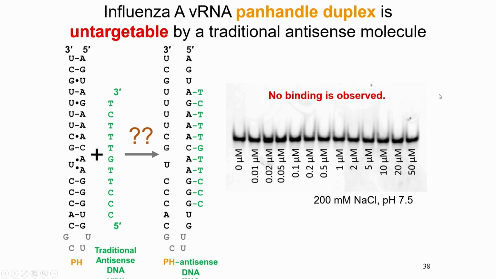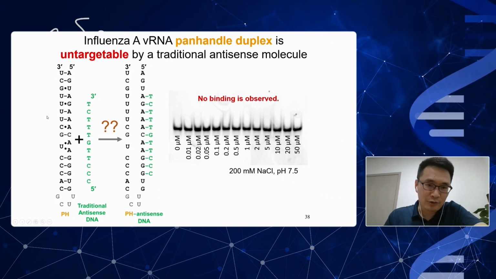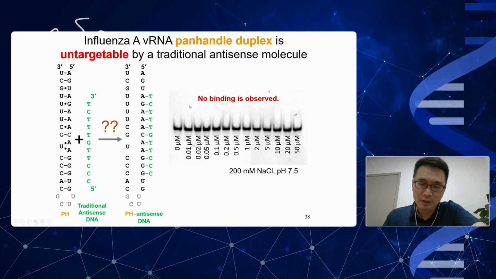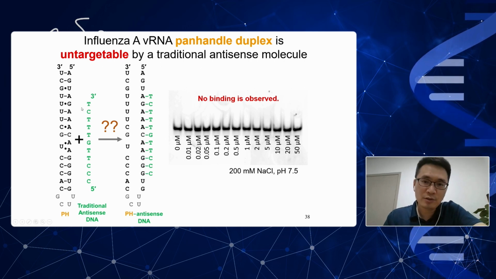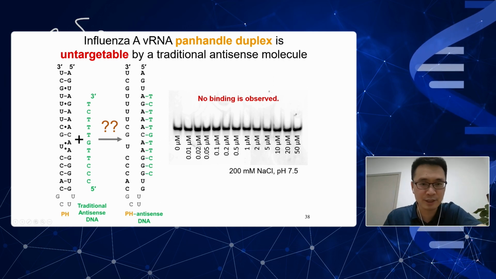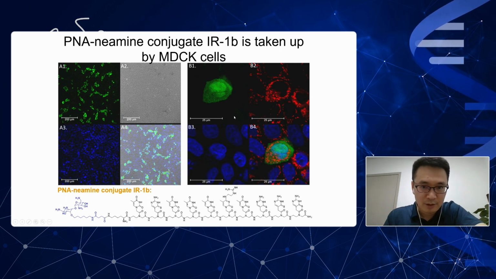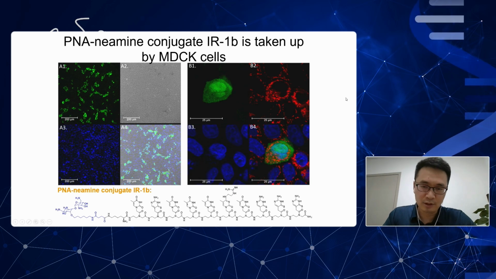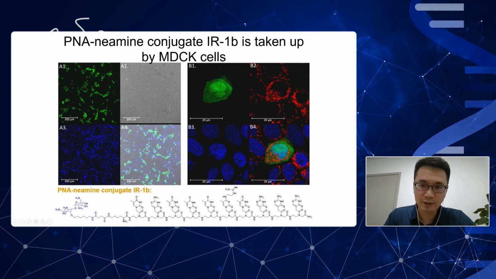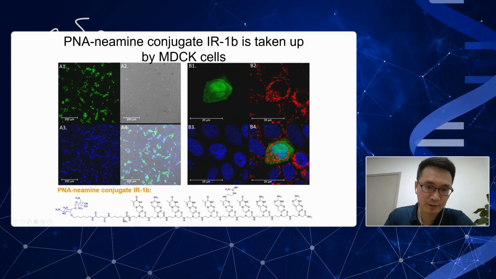You can go on. Another point I want to mention is that this so-called panhandle viral RNA duplex structure is not accessible by traditional antisense molecules, for example DNA molecules, and there's no binding if we titrate DNA into this structure. So, to deliver the PNA into the virus-infected cells, we decided to conjugate the PNA with a sugar molecule called neomycin.